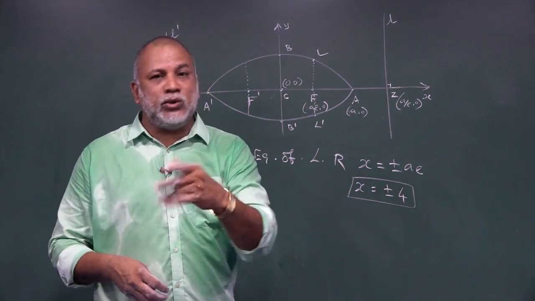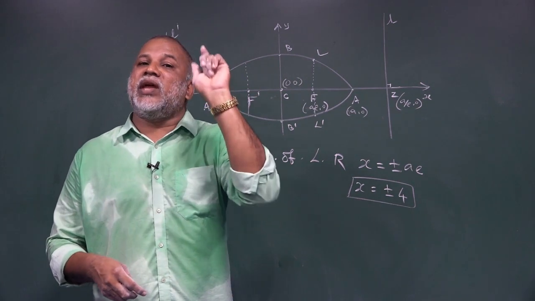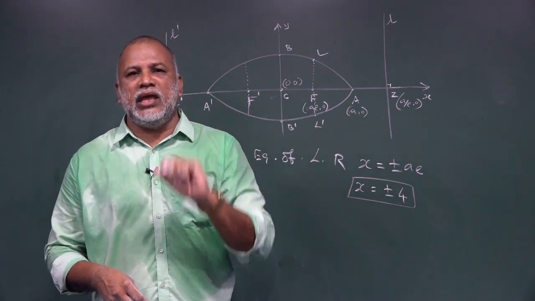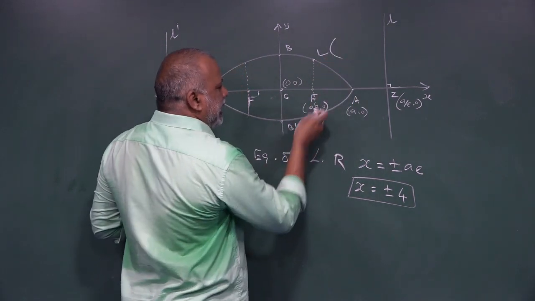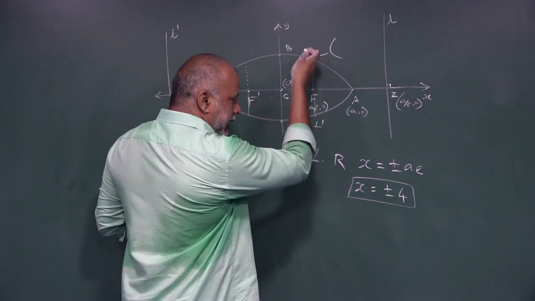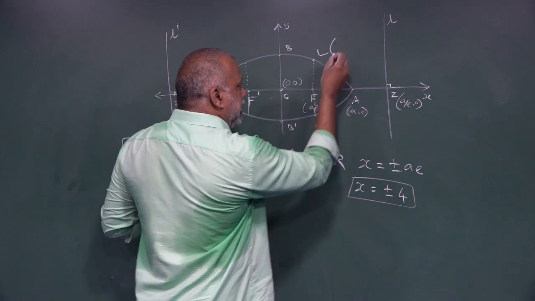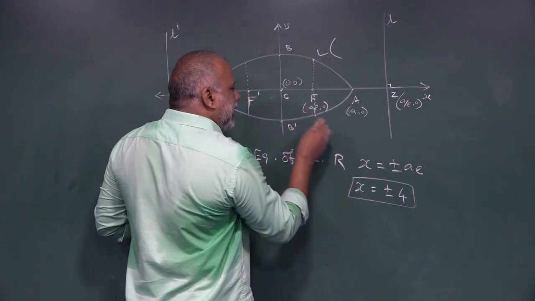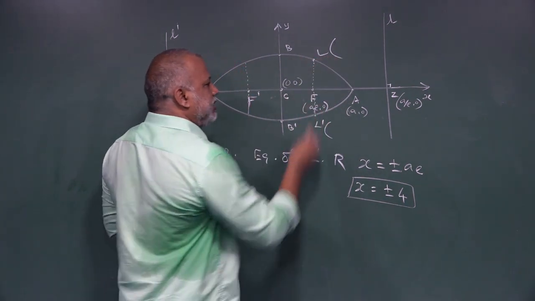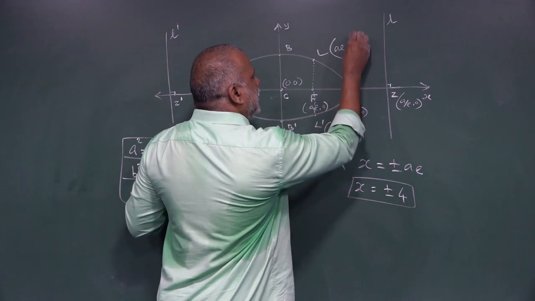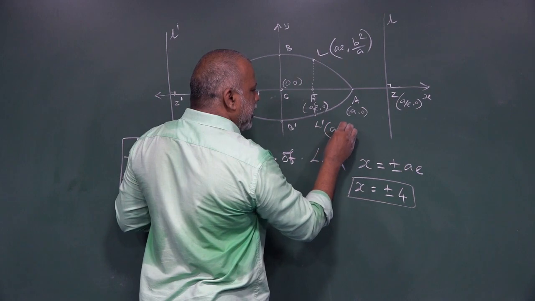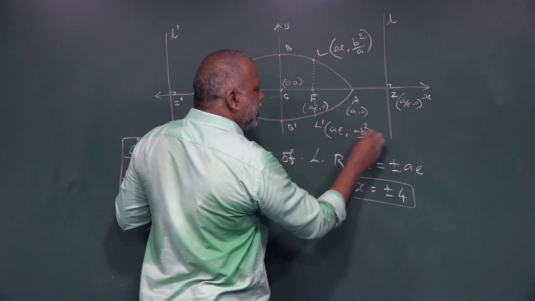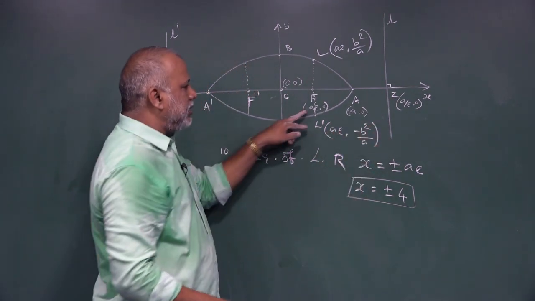A question may be asked, one more data is also there: find the endpoints of the latus rectum. We already worked out L and L dash, the length LL dash. Here L is separately called one endpoint. L dash is also called one endpoint. What is the formula? AE comma B squared by A. Here AE comma minus B squared by A. So just recall AE here.